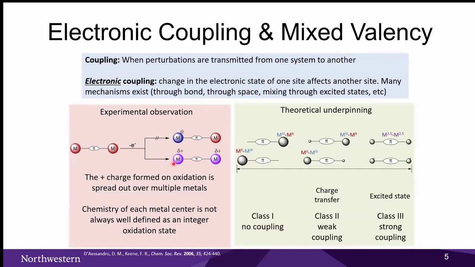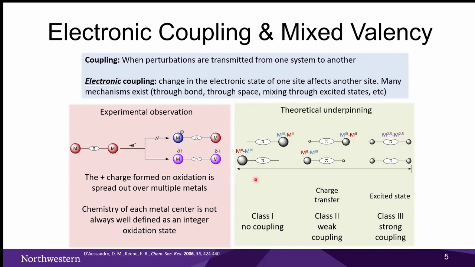And anyone who's familiar with electronic coupling and mixed valency will know that there's obviously a lot more to this story, but to keep the scope of the talk in check, we're going to talk about this as a delocalization type picture. And you can split this into three general classes for different mixed valent compounds. Mixed valent compounds being systems where you have two metals in different oxidation states, shown here with M2 and M3.